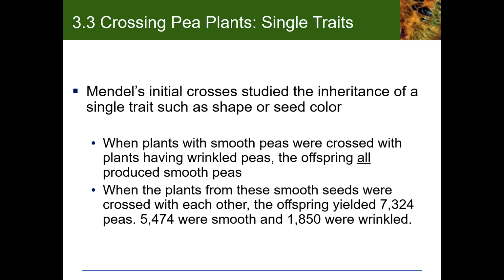Now, Mendel's initial crosses studied the inheritance of a single trait, such as shape or seed color. And when plants with smooth peas were crossed with plants having wrinkled peas, the offspring all produced smooth peas. Now, when the plants from these smooth seeds were crossed with each other, then you get a different result. They yielded 7,324 peas in total, of which 5,474 were smooth and 1,850 were wrinkled, so they weren't all smooth.